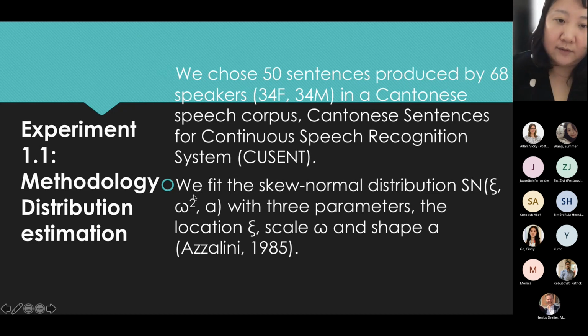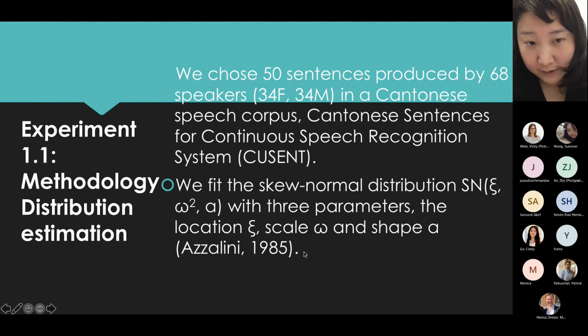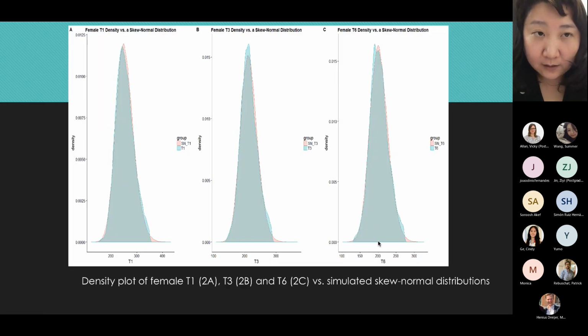Then we tried to fit a bunch of distributions, and it turns out that the skew normal distribution is probably the best fit. It's a bit different from the normal distribution. If you're familiar with the normal distribution, we have 2 parameters. But in the skew normal distribution, we actually have 3. So we have the location, the scale, and the shape parameter. We need to find the 3 parameters in order to determine the shape of the distribution.